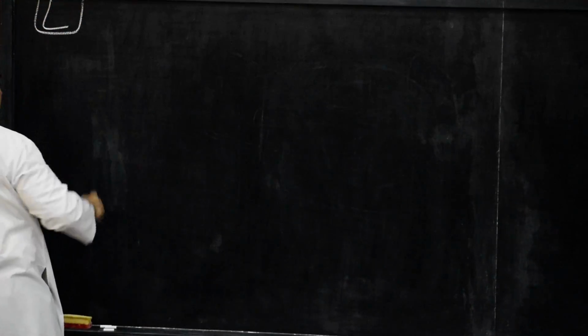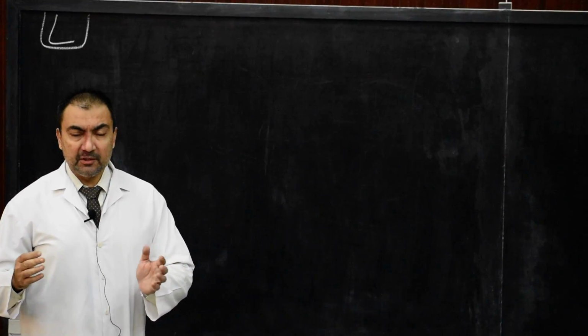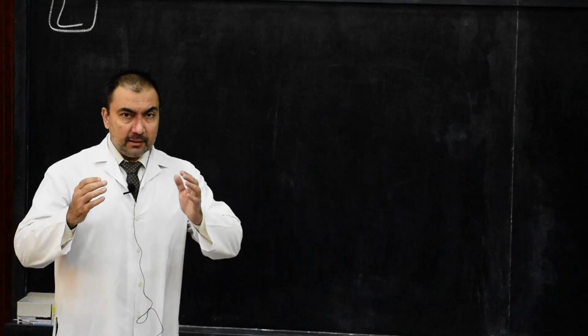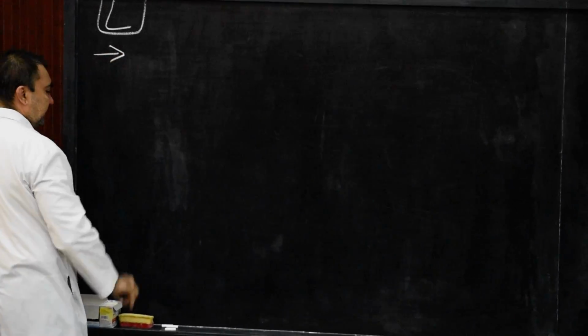Good morning, students. Here we come up with ligaments of the shoulder joint. In the ligaments of the shoulder joint, we have already discussed fibrous capsule, that is capsular ligament, and synovial membrane. Now, after capsular ligament and synovial membrane, we come up with the next ligament.